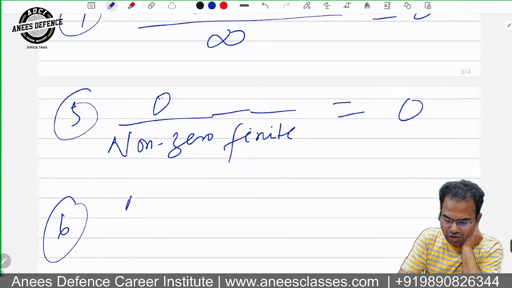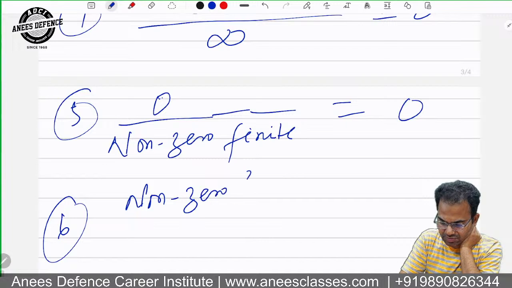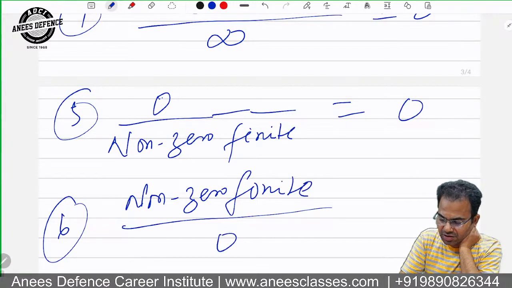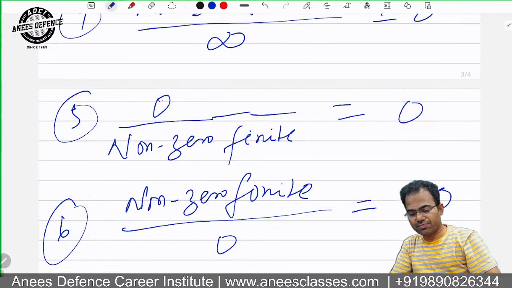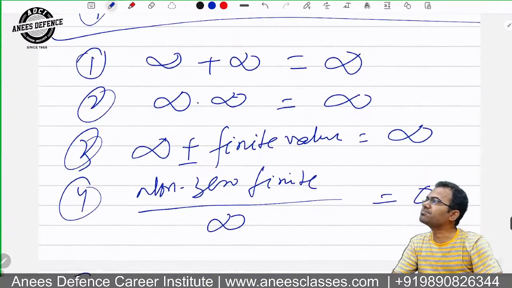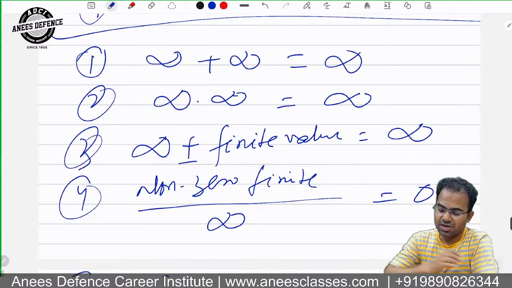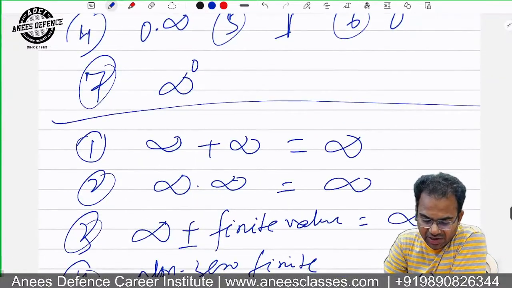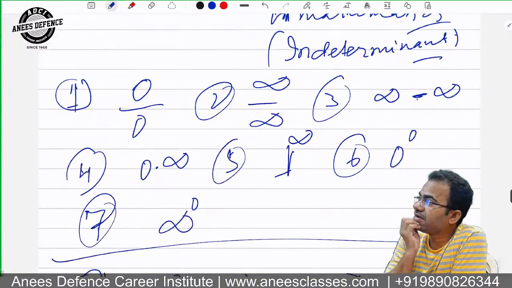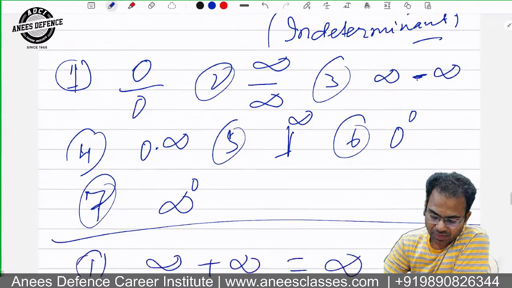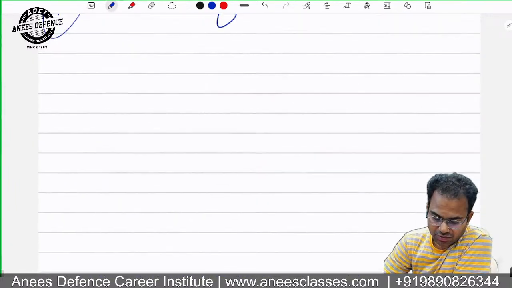Sixth, a non-zero finite divided by 0 equals infinity. Okay? So these are the infinity calculations, and these 7 are the indeterminate forms. Now I will go to the question.